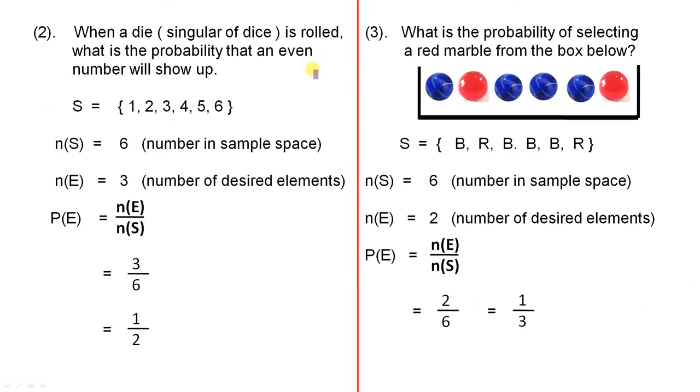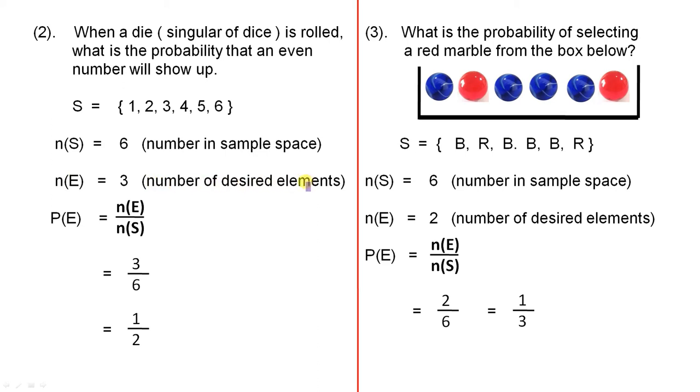Example 2. When a die, singular of dice, is rolled, what is the probability that an even number will show up? When you roll a die, you have these 6 possibilities. So that's the sample space. The number in the sample space is 6. NE is the number of desired elements.